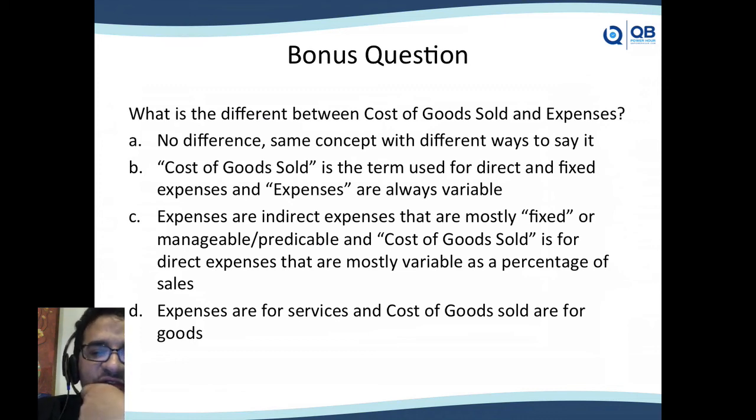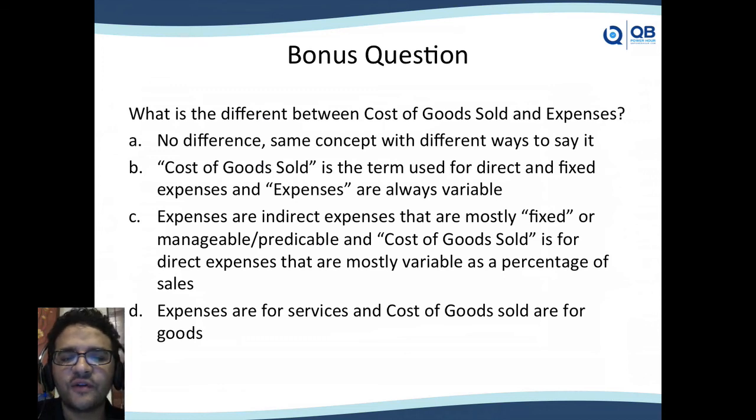B says cost of goods sold is the term used for direct and fixed expenses, and expenses are always variable. I think maybe it's really kind of the opposite. Let's see. I don't like that one. Let's go to C. Expenses are indirect and they're mostly fixed or manageable or predictable. So maybe they're talking about expenses that the management decides to spend or not, like payroll and rent. Obviously, you could choose whether you want a lot of staff or little staff or a big office or small office. So that's what they mean by manageable and predictable. So it's good so far.